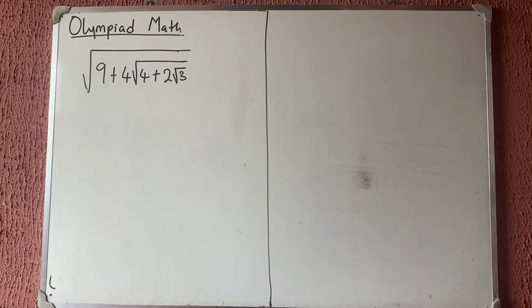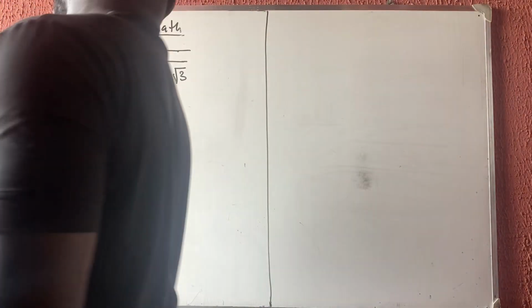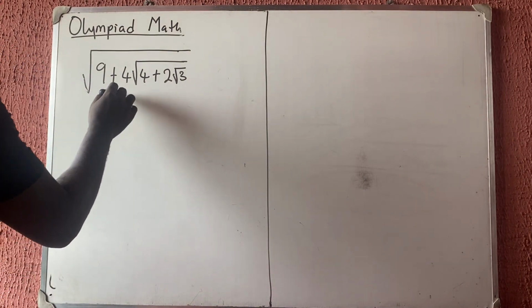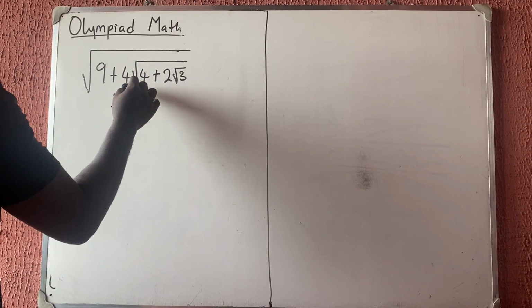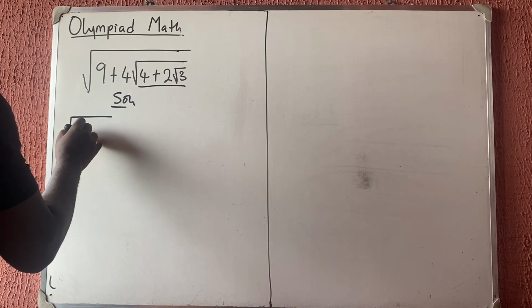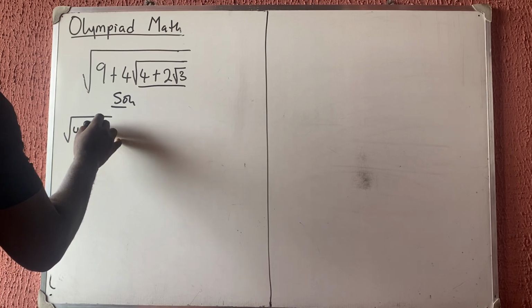All right, let us quickly solve this Olympiad math problem. Okay, we are asked to simplify this. This is very, very simple. So what to do is, let us start with this one from here to here, which is the square root of 4 plus 2 root 3.